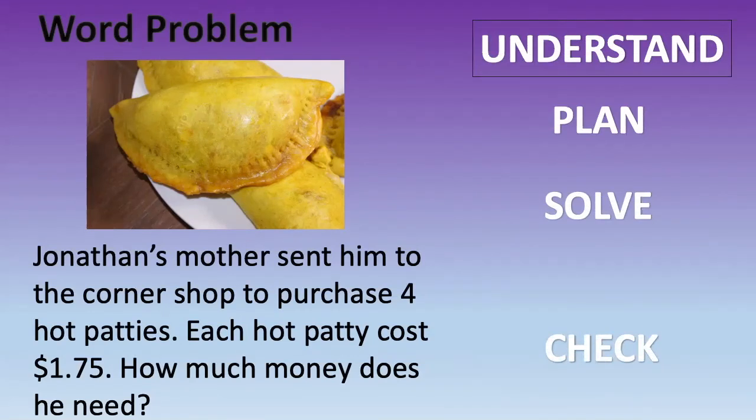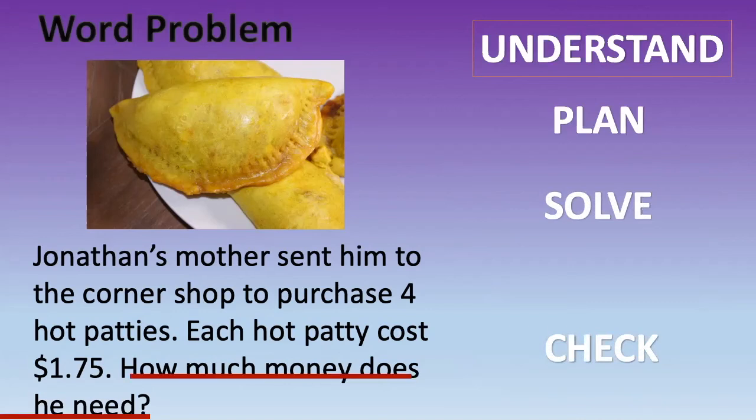First, we must understand the problem. To do that, we ask ourselves, what is the question? What do they want us to figure out? In this example, they want us to figure out how much money Jonathan would need. Once we understand, then we plan. When we look at the word problem, there is a key word in there that helps us to figure out how we're going to solve this problem. That word is the word each. Each is a multiplication keyword.